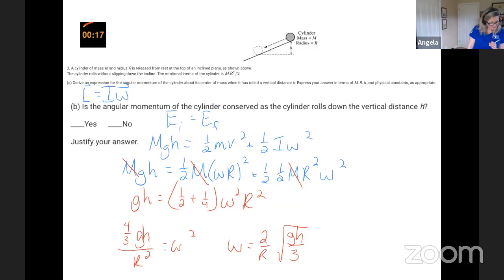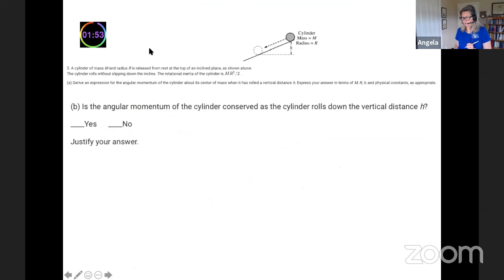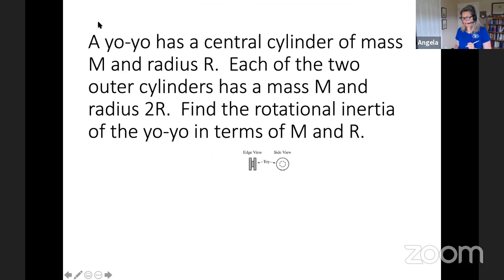Okay, and then it says, is the angular momentum of the cylinder conserved? Well, what did we say about the law of conservation of angular momentum? We said the sum of the torques is equal to dL/dt. Is the torque about the center of mass in the cylinder 0? No, there's a frictional torque. If there wasn't a frictional torque, it would slide down that incline. It wouldn't roll. So no, it is not. Okay, we're continuing the same problem.